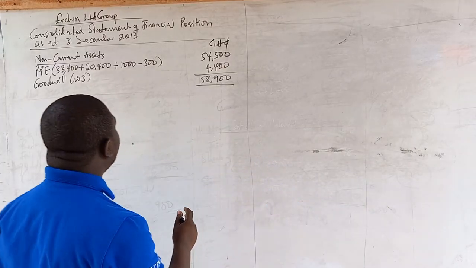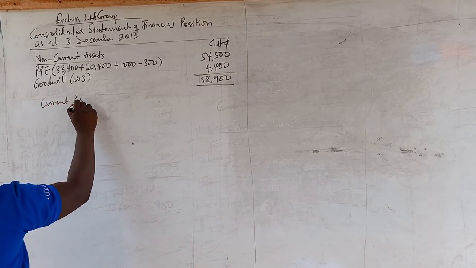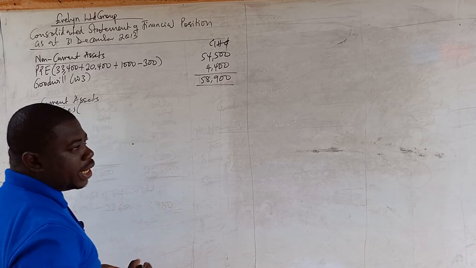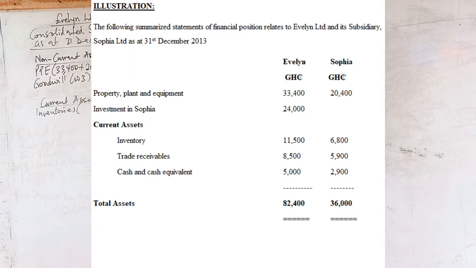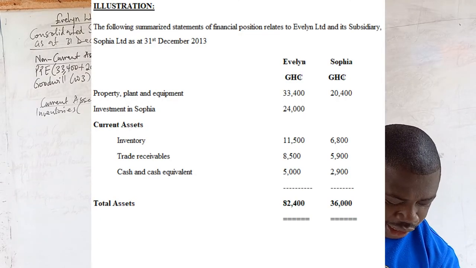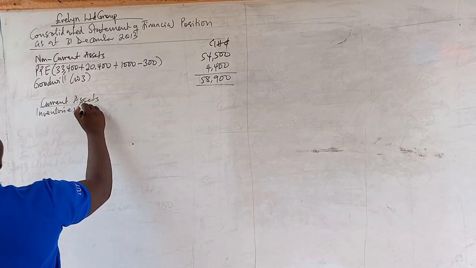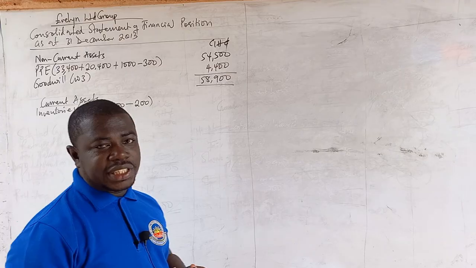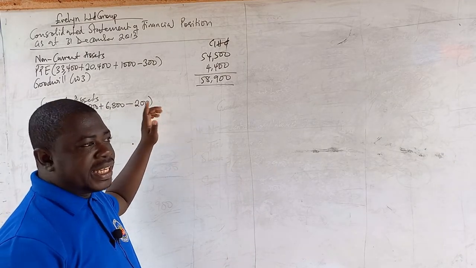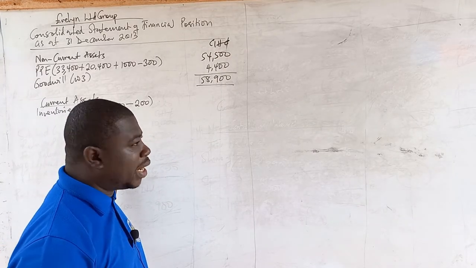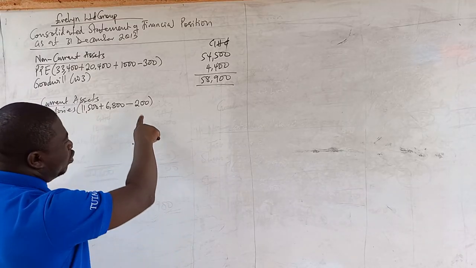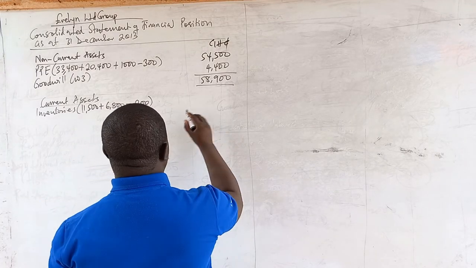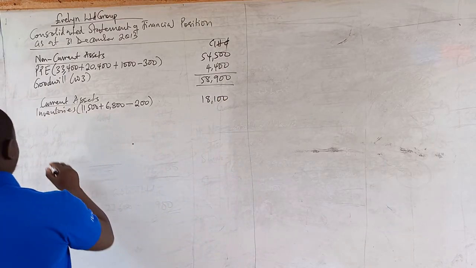So we show that. And then from there, we move on to the current assets. Now under current assets, we have inventories. Remember that the unrealized profit will also affect the inventories. And so we have the inventories for both businesses, 11,500 plus 6,800, minus the unrealized profit of 200. Very, very important. If there were any goods in transit, it would have been added. But in this case, the difference was as a result of cash in transit, if you can remember. So we are going to deal with cash in transit. But here, remember to take out the unrealized profit from inventories, just as I taught you in the adjustment. And the final figure is going to be 18,100.